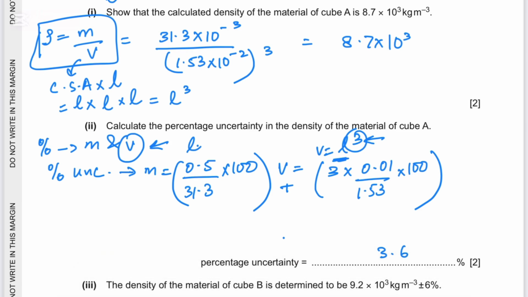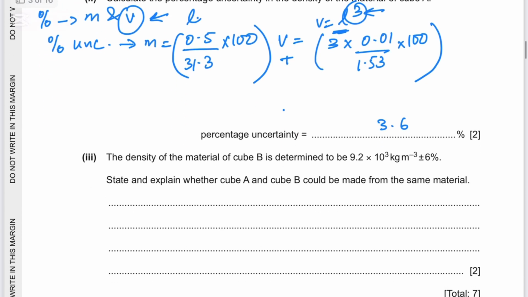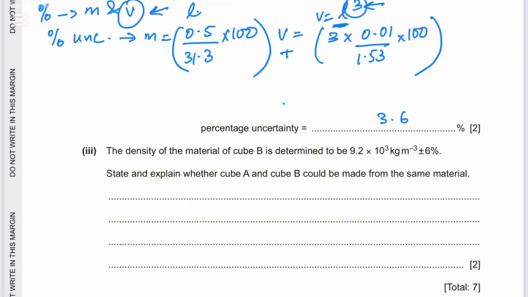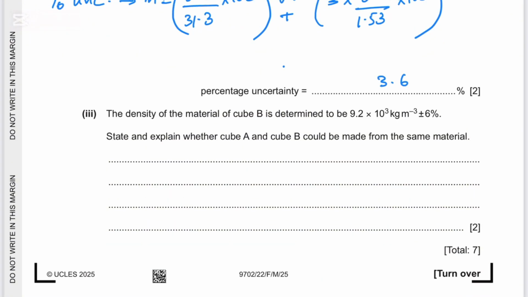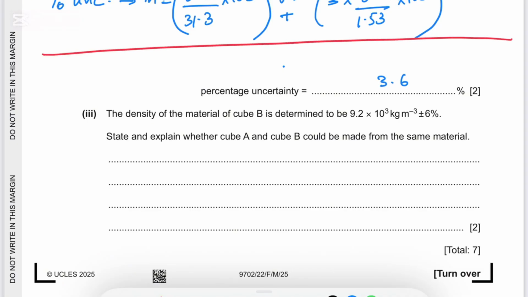The density of the material of cube B is determined to be 9.2 times 10 raised to 3 kg per meter cubed, with 6% uncertainty. State and explain whether A and B could be made from the same material. To answer this question, you need to understand what the percentage uncertainty actually tells you about a measurement. So let's look at that value for cube A. It has a density of 8.7 times 10 raised to 3, plus or minus 3.6%.